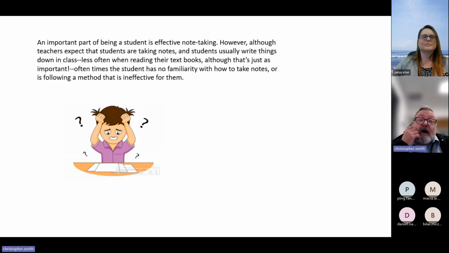An important part of being a student is effective note-taking. However, although teachers expect that students are taking notes and students usually write things down in class, less often when they're reading the textbooks, although that is just as important, oftentimes the student has no familiarity with how to take notes or is following a method that is ineffective for them.